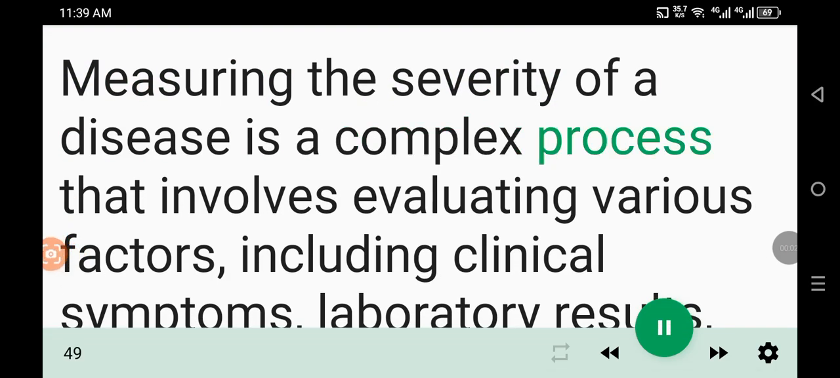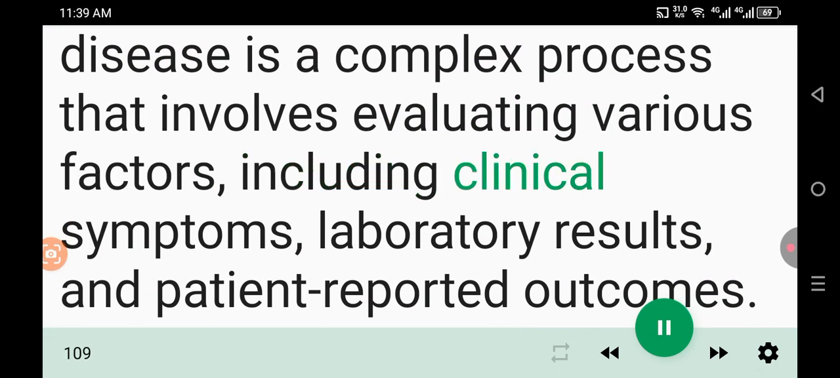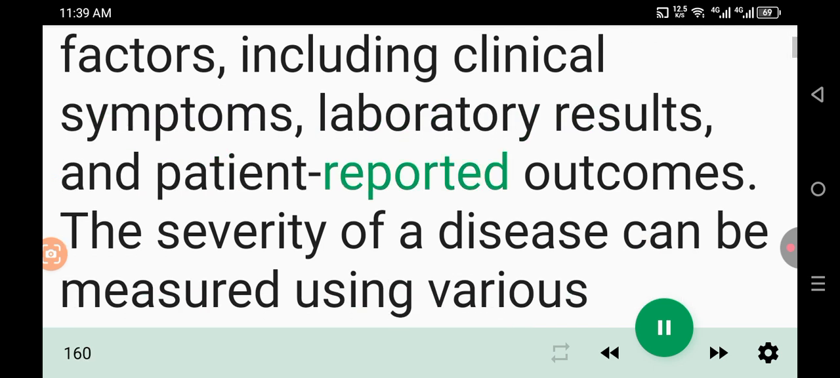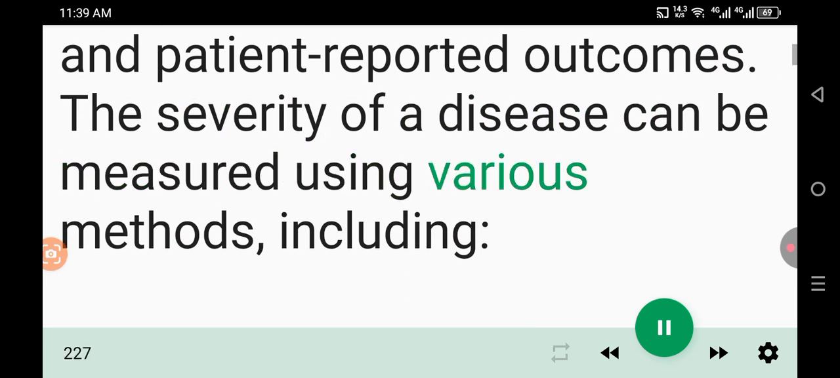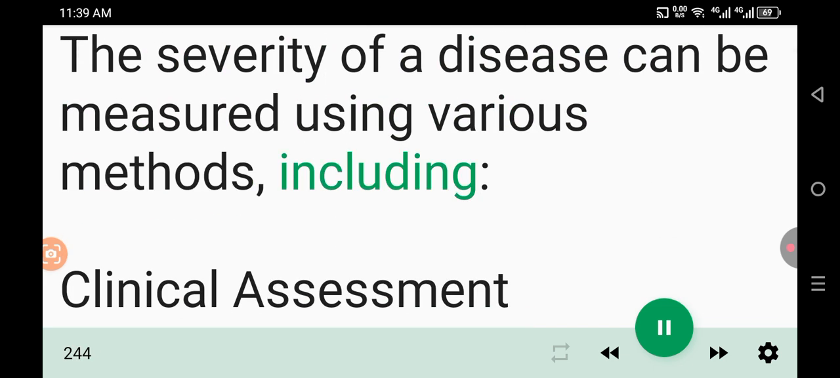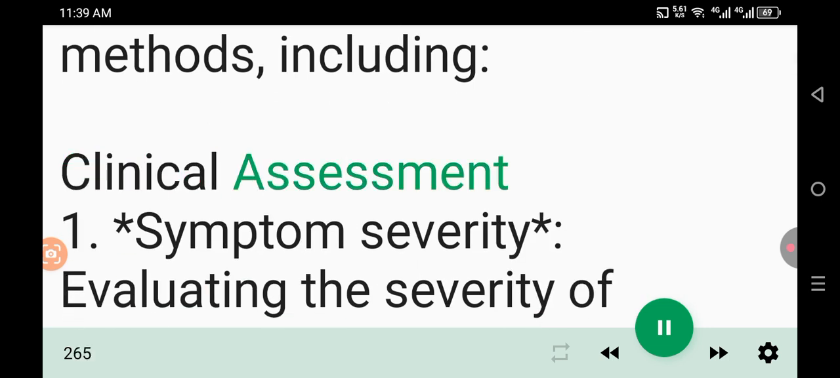Measuring the severity of a disease is a complex process that involves evaluating various factors, including clinical symptoms, laboratory results, and patient-reported outcomes. The severity of a disease can be measured using various methods, including clinical assessment.